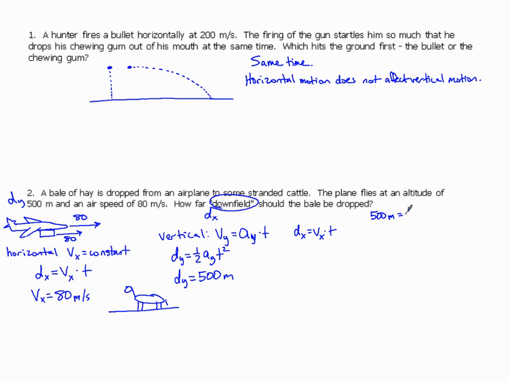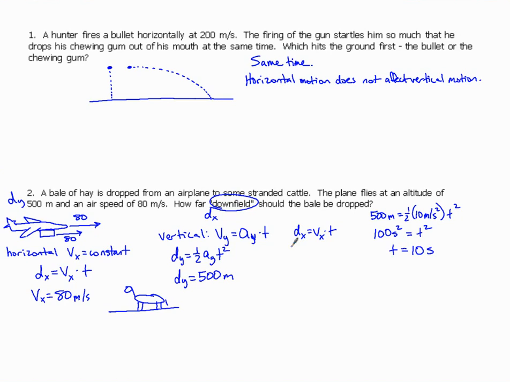500 meters equals 1/2. Acceleration of gravity is 10 meters per second squared. And we're looking for the time. So here's t squared. So when you move this over to the other side, this is 5. So 500 divided by 5 is 100, and that's seconds squared, equals t squared. Square root of both of these tells us that this bale of hay is going to fall for 10 seconds before it hits the ground.